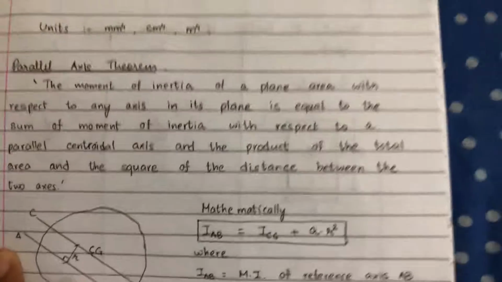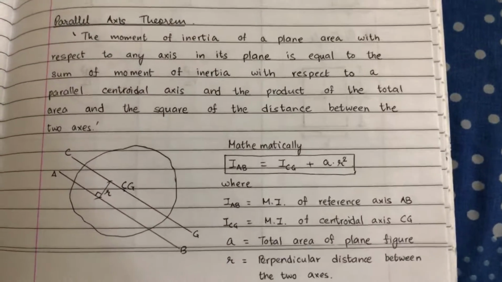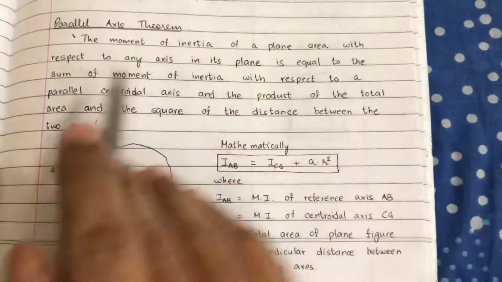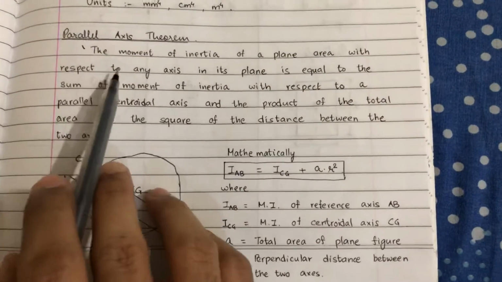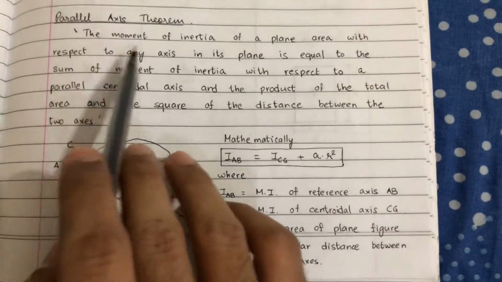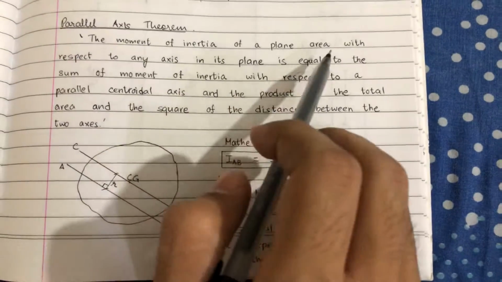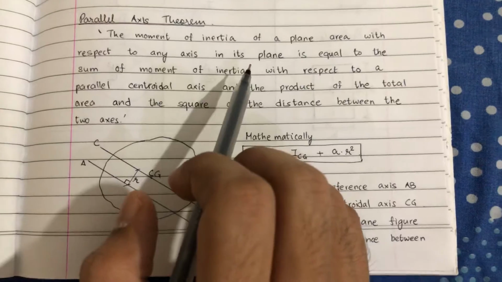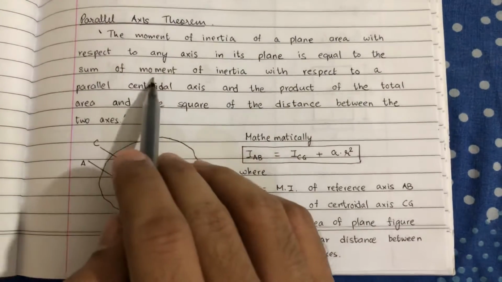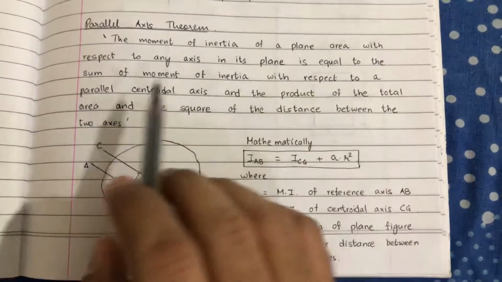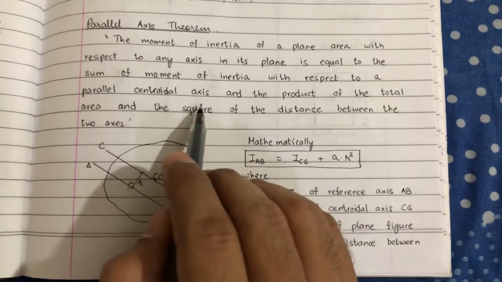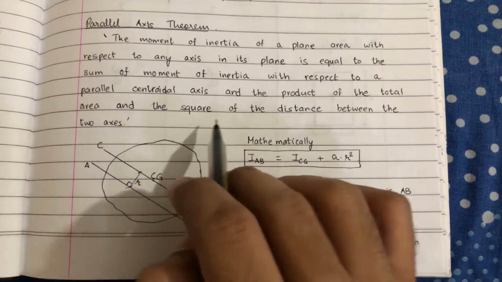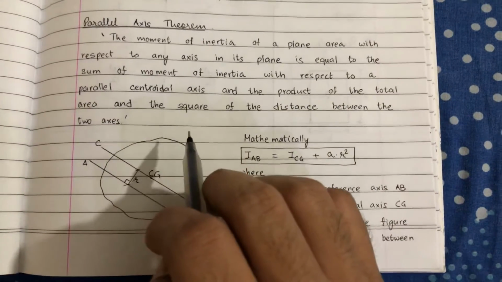There are two basic theorems in the moment of inertia topic. One is the parallel axis theorem. You can see this is the statement. The moment of inertia of a plane area with respect to any axis in its plane is equal to the sum of moment of inertia with respect to a parallel centroidal axis and the product of the total area and the square of the distance between the two axes.